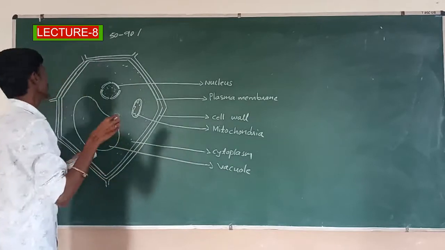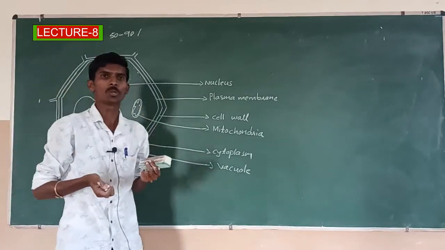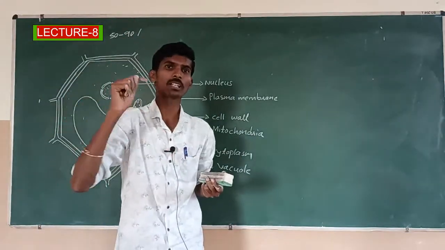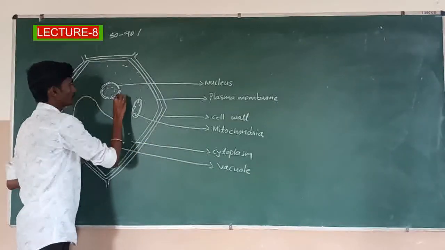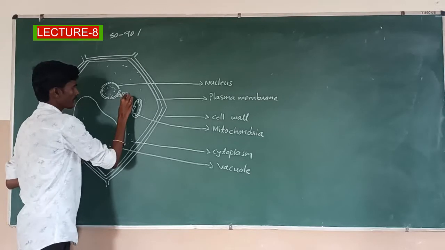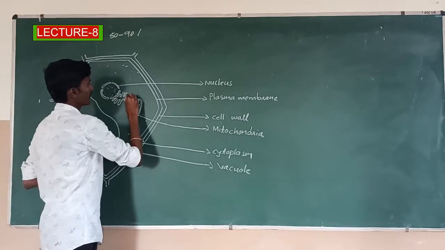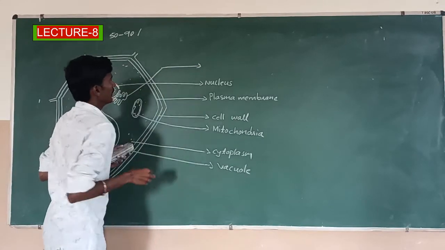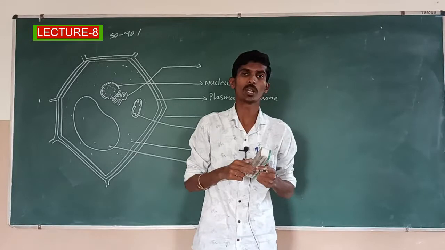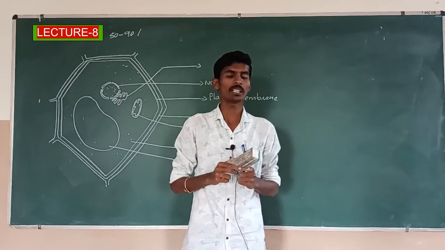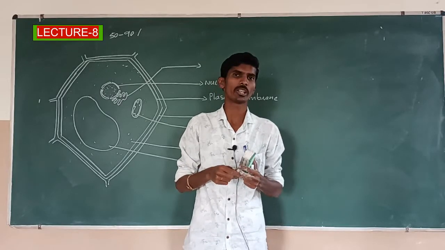Near the nucleus, there is a tube like or network like structure called the ER, the endoplasmic reticulum. There are two types of ER: the rough endoplasmic reticulum and the smooth endoplasmic reticulum. Why is it called rough, and why is it called smooth?